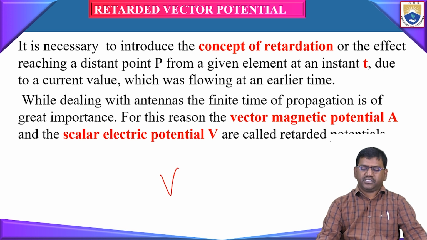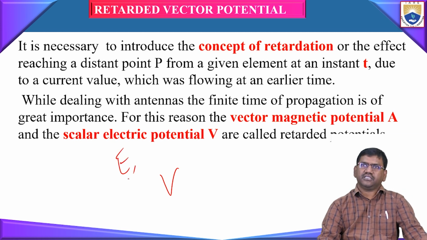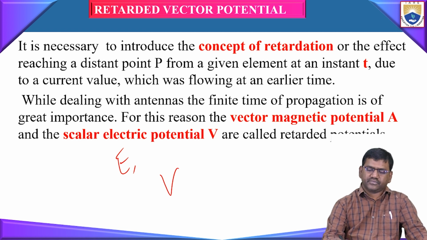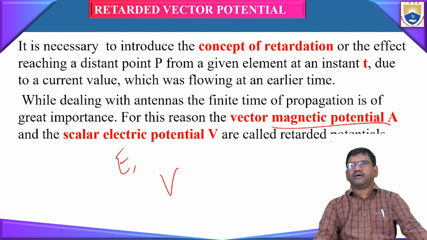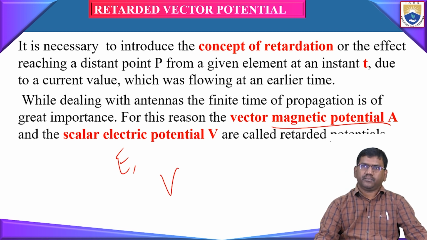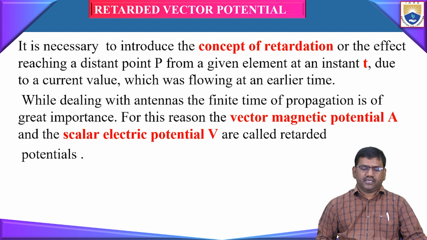Here there are two types of potentials. One is the electric scalar potential. The other one is the magnetic vector potential. So we are going to calculate the electric scalar potential V and also the magnetic vector potential A. Hence the name retarded potentials. So these are the basic points of module 1, that is, the basic parameters of an antenna.